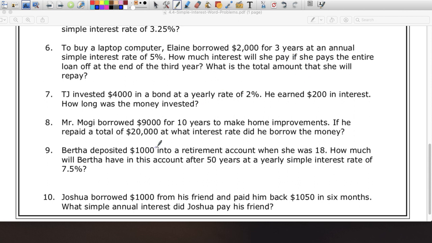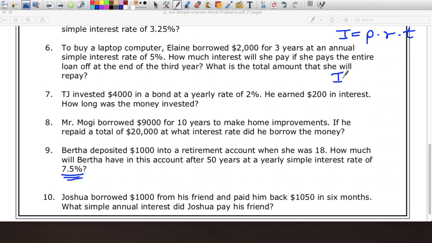Number 9, Bertha deposited $1,000 in a retirement account when she was 18. How much will Bertha have in this account after 50 years at a yearly simple rate of 7.5? Wow, so if you're lucky to find somebody that offers you a 7.5 interest rate, put the money there and leave it there for a long time. So let's see what happens here.